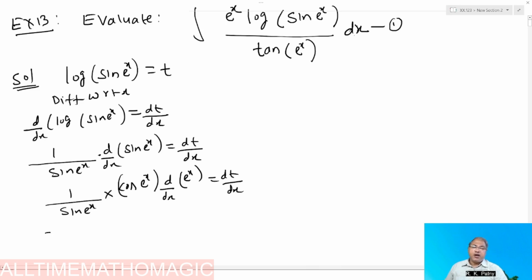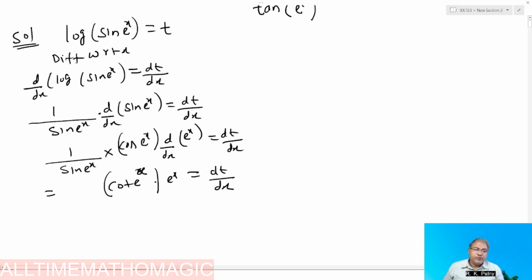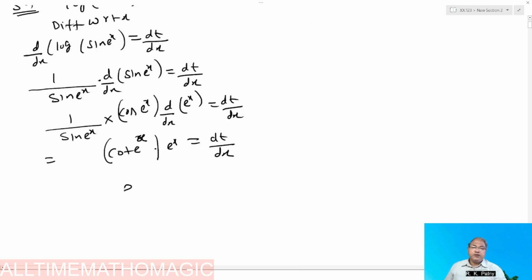Here I have done the derivative by using the chain rule. Now cot e raised to x into e raised to x, the derivative of e raised to x, equals dt by dx. Now this can be written as e raised to x upon tan of e raised to x dx equals dt. Call it 3.